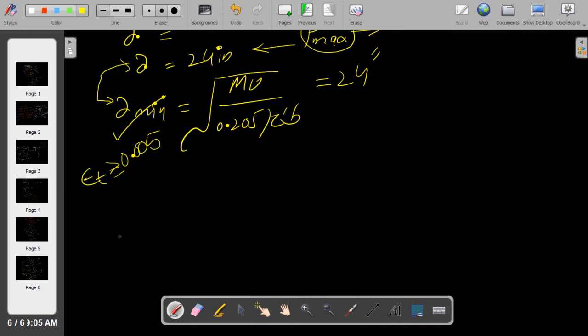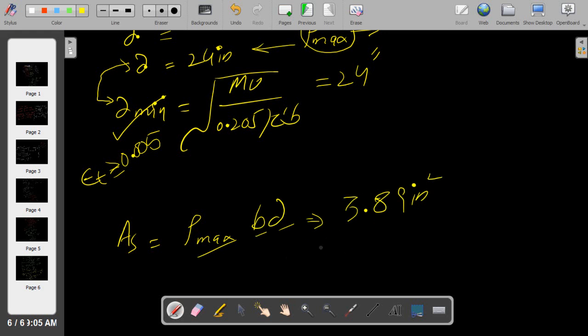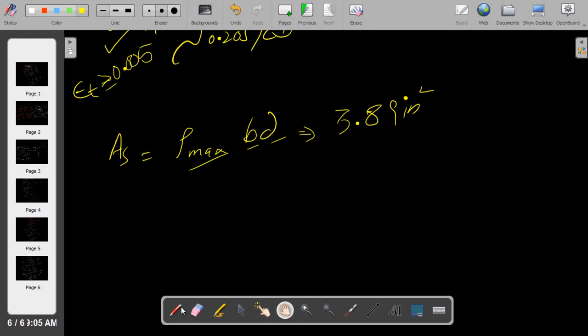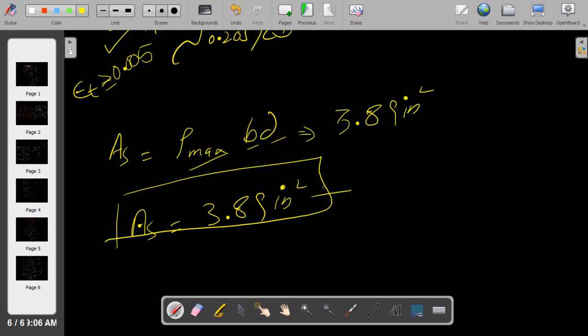So finally, area of steel can be easily determined by just multiplying the rho max value with BD. B is 12 inches, D is 24 inches. We will finally get 3.89 square inches by using the rho max. So this is the maximum steel ratio, this is the maximum steel, which is based on rho max.